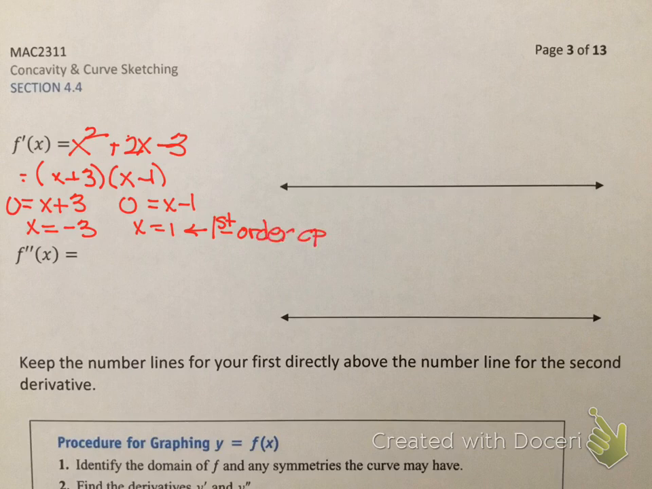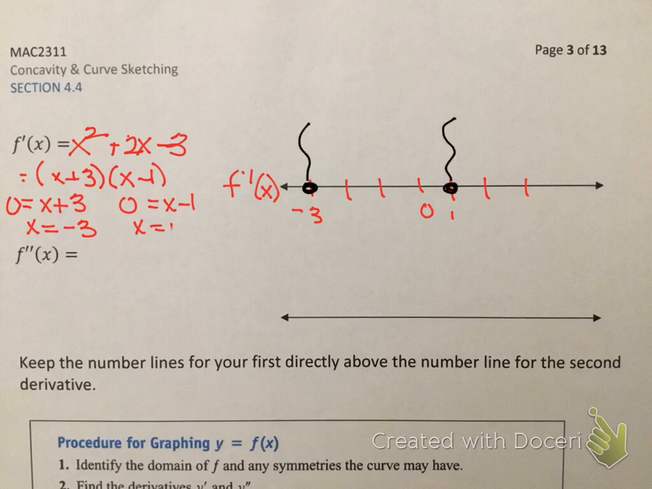So I am going to put those values on my number line. I'm going to erase this to give myself some more room. So this is my first derivative number line. Here I'd have negative 3, negative 2, negative 1, 0, 1, 2, 3, and so on. These 2 points right here are my first order critical points.